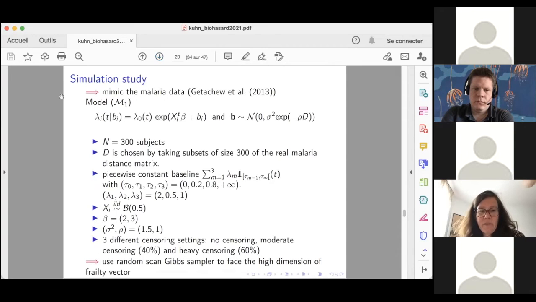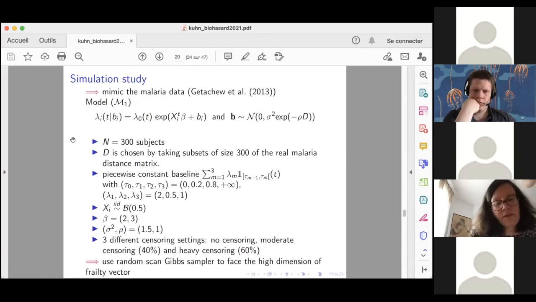So we use this algorithm. We have first performed a simulation study. The objective was to mimic the malaria dataset. We consider a model called model M1. So here you have the hazard, which is modeled like this. And we take a distribution with this covariance matrix, so the exponential form. We consider 300 subjects, which is fewer than in the real data set, but we start with only a few individuals.